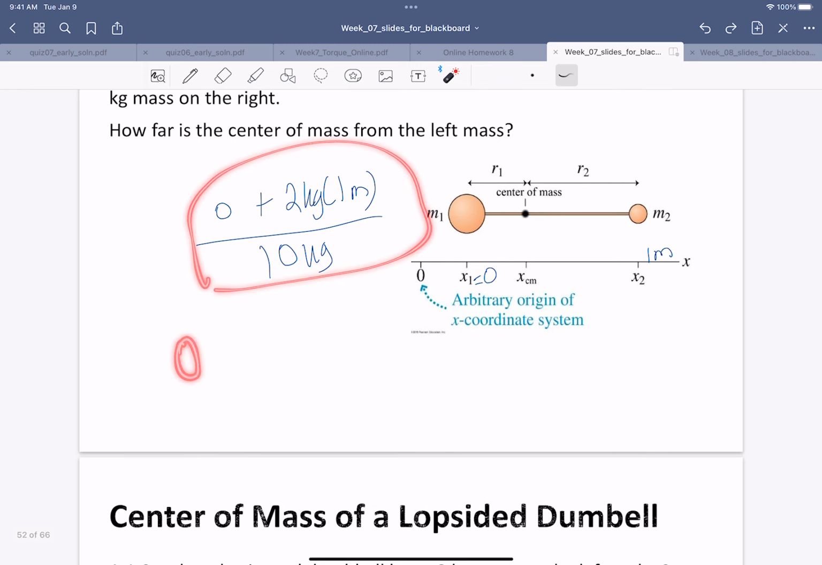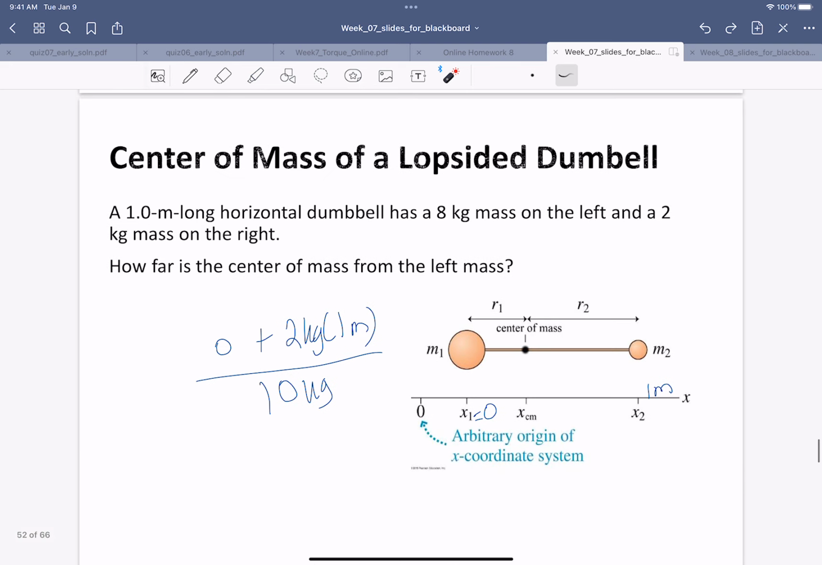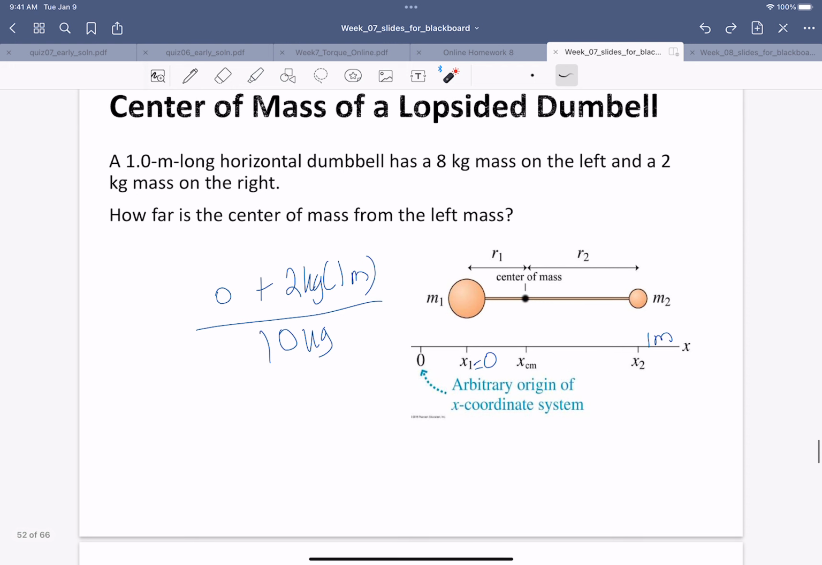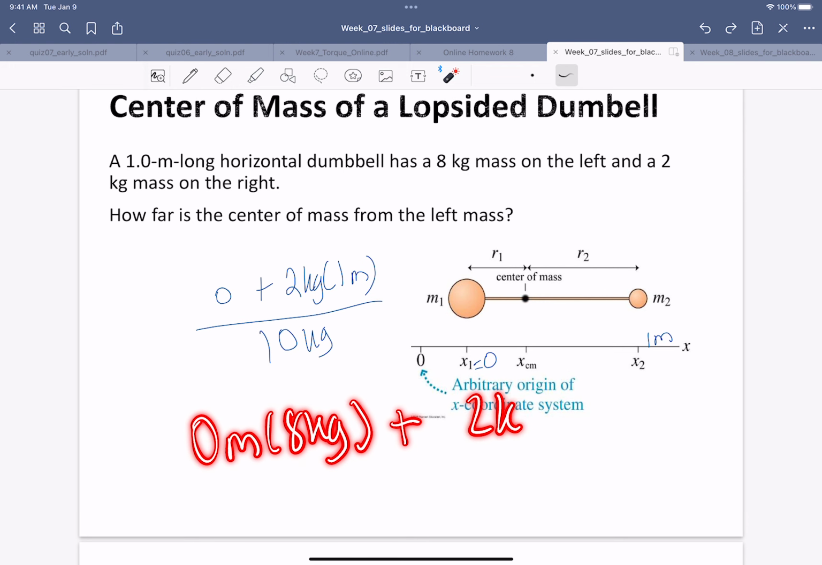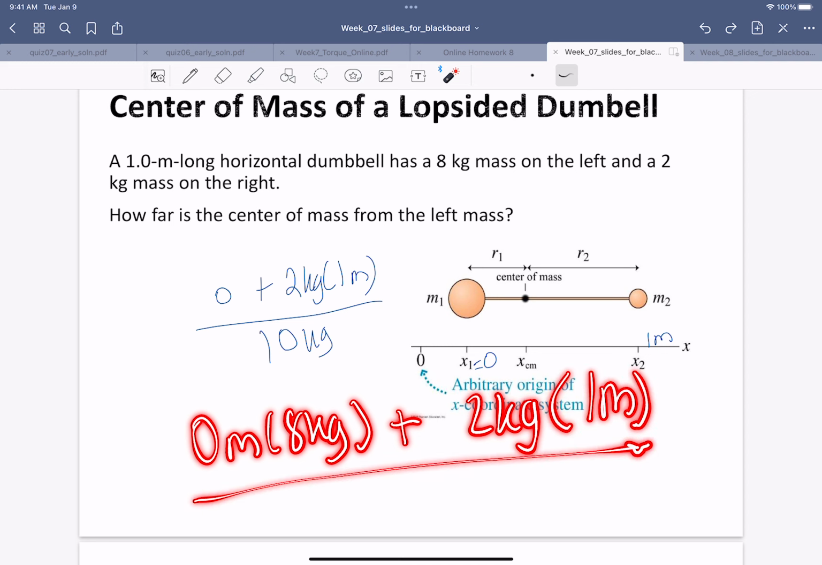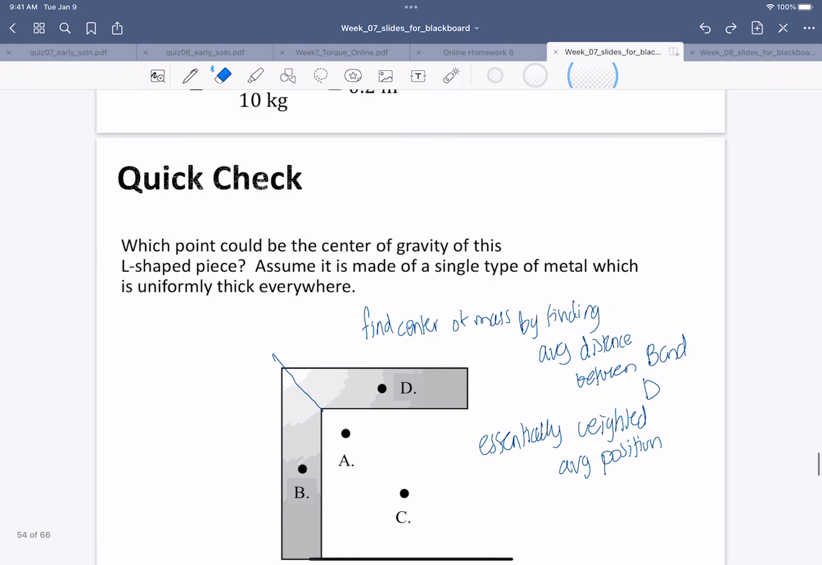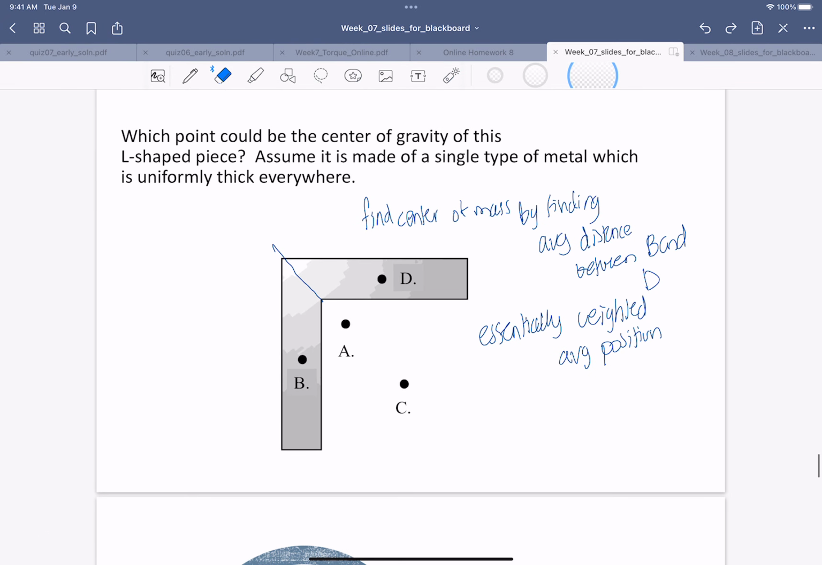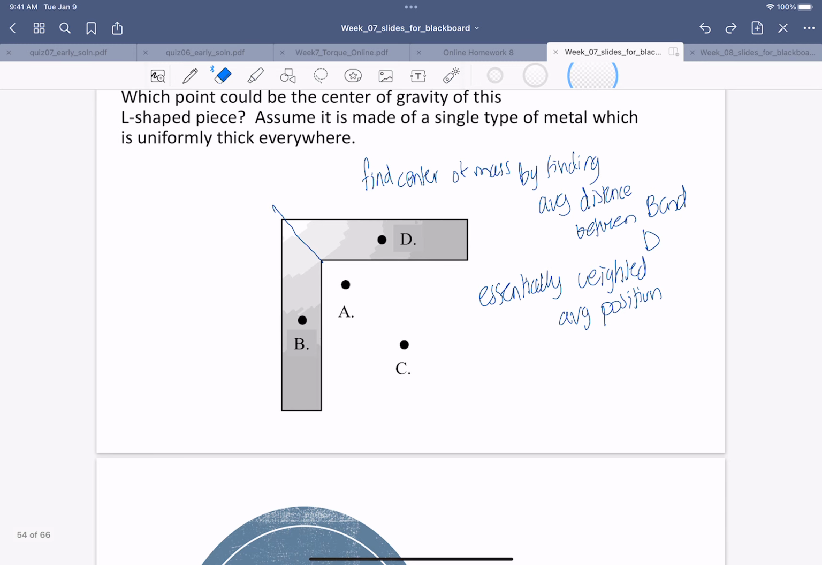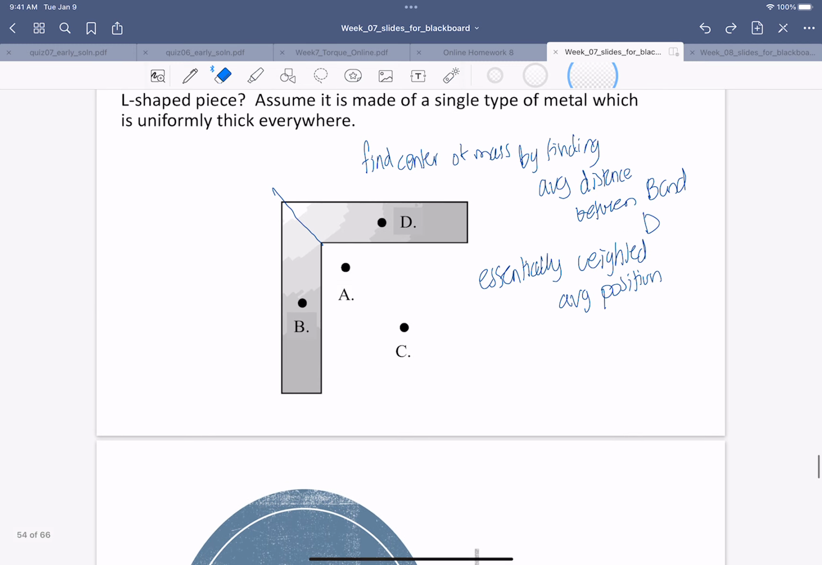It'd be 0 meters away times the mass of the first object, which was 8 kilograms, so 0 meters times 8 kilograms plus 2 kilograms, which is the object on the right, times the 1 meter distance away, and then divided by the total mass of the system, which is 10 kilograms. That's how you would get the center of mass in that case. Center of mass is generally pretty easy. It isn't a horribly difficult concept, especially compared to torque.